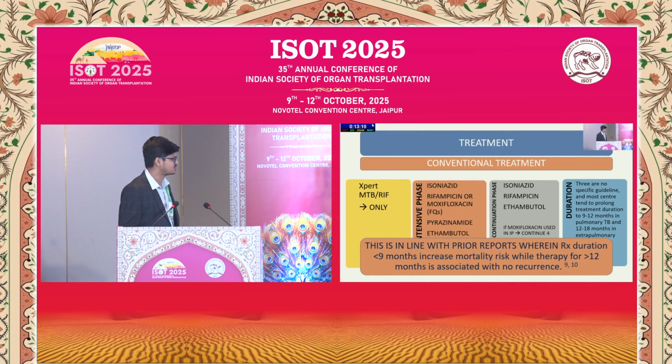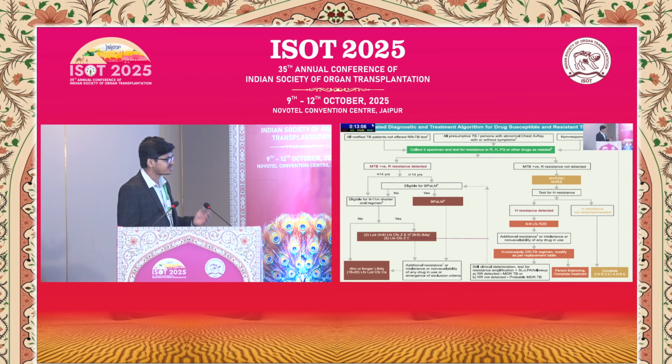So minimum 12 months of therapy we give in solid organ transplantation. Now, this is a common practice we used to do, but what happens when we encounter resistance to the drugs? As there are no organ transplantation guidelines, we have to follow the National Tuberculosis Elimination Program. In that, we send for resistance testing for rifampicin, isoniazid, fluoroquinolones, and other drugs as needed.